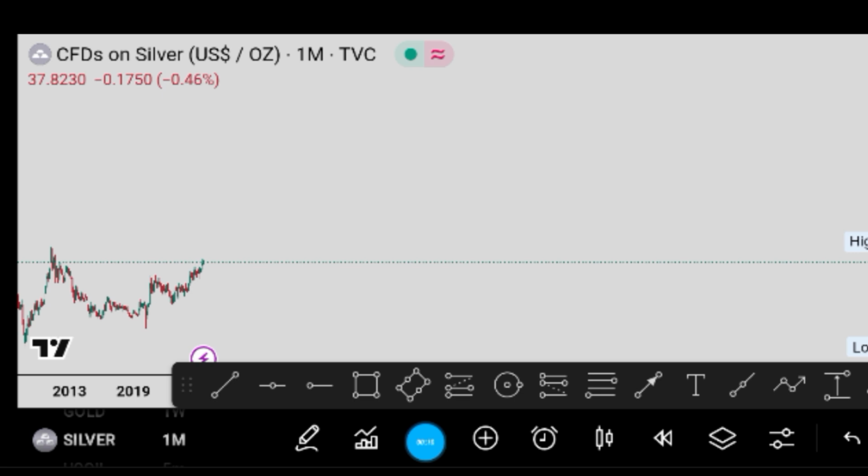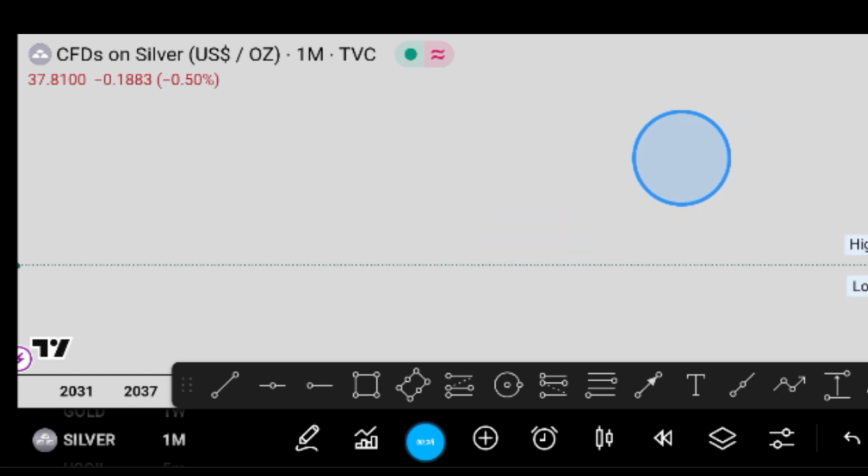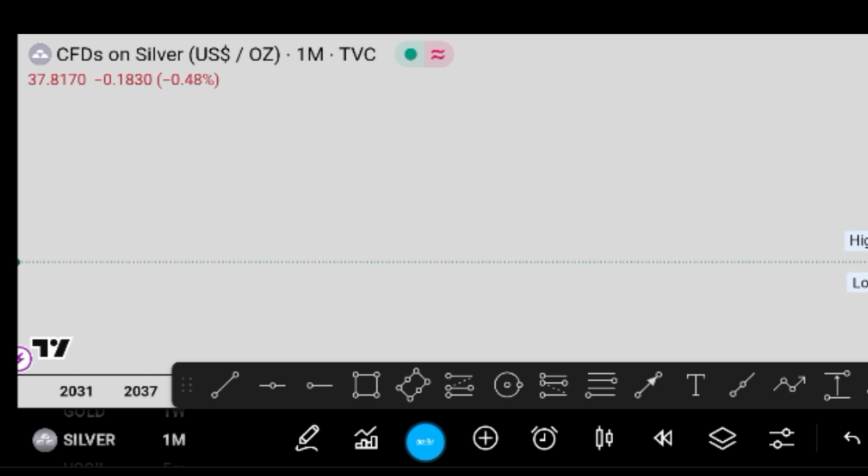How you doing, traders? Welcome back to my screen. So today I'll be discussing a topic which is the trend line, mastering the trend line like a pro. So I'd like to show some illustration before we go back to the chart. So this is silver. I'll be doing this on the silver USD. So let me show you some illustrations.